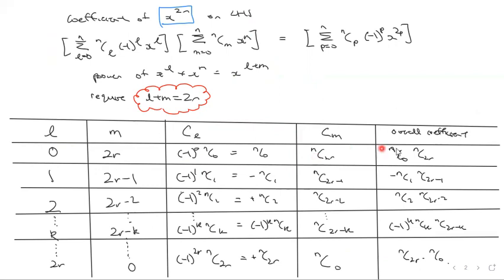But of course, all of these have the same x to the 2r. So all of them will be x to the 2r, x to the 2r, x to the 2r, dot, dot.